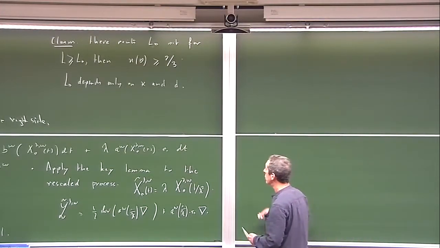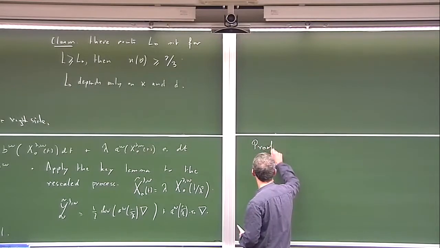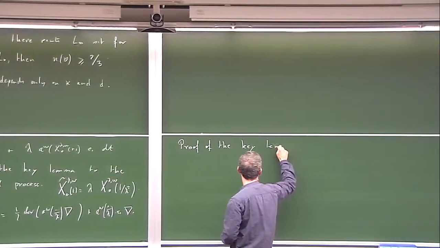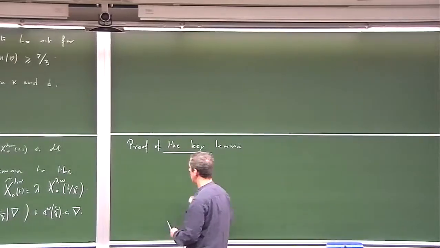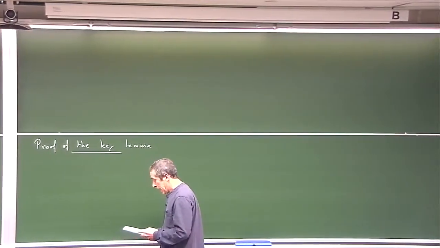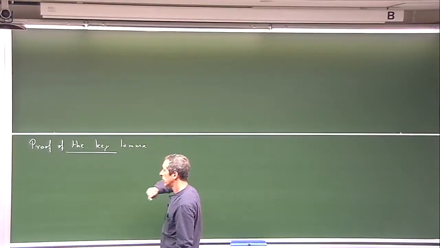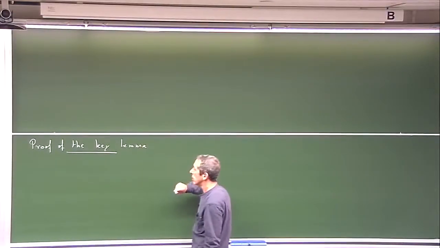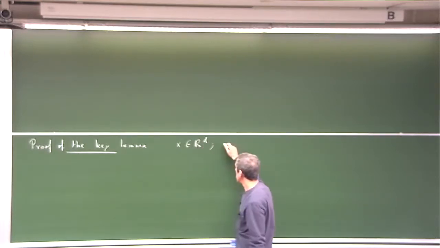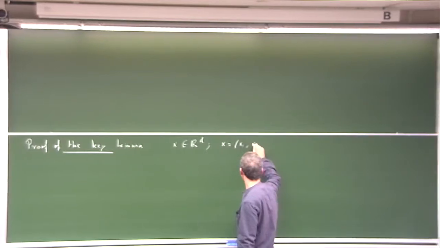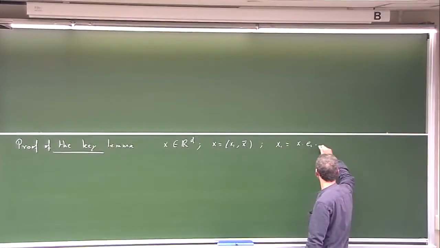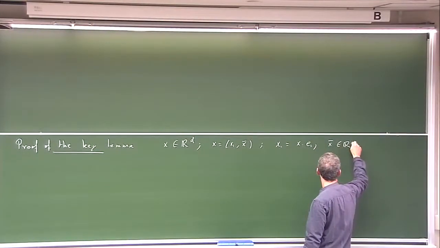Okay, now, the proof of this key lemma. By the way, if you have a simple proof of this lemma, you're welcome. Just to fix the notation, E1 is the vector in the first direction. A point x in R^d, we will write it as x1, x bar, where x1 is the first coordinate, and x bar is the rest. And x bar is in R^(d-1).